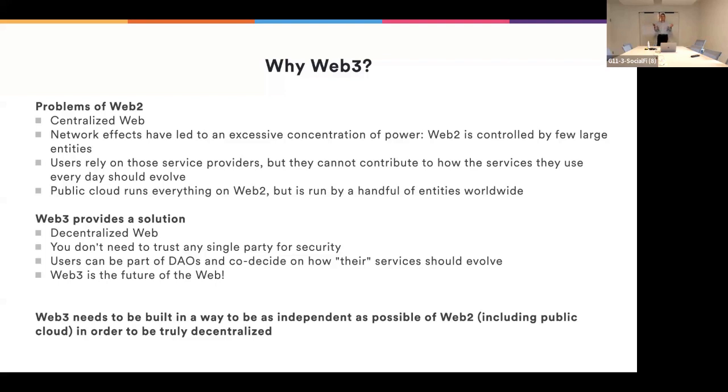So I think we all think, because we're here, that Web 3 is the future of the web. Now, Web 3 needs to be built in a way that it is as independent as possible of Web 2, which means also including public cloud. So don't build your blockchain nodes on public cloud, don't rely on public cloud when you build your decentralized Web 3 services, because otherwise they are not decentralized.